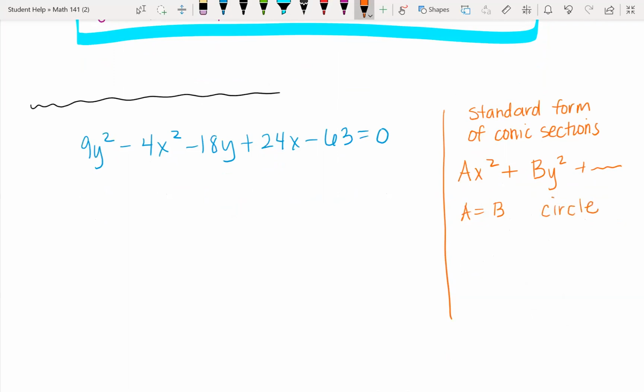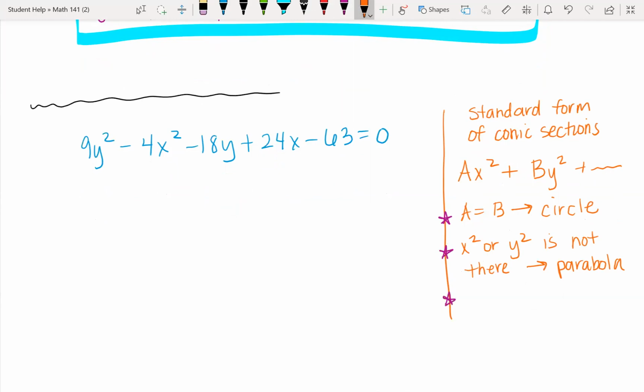If either x squared or y squared is not there, then we have a parabola. Let's put a little star, like this is one thing, this is a second thing.